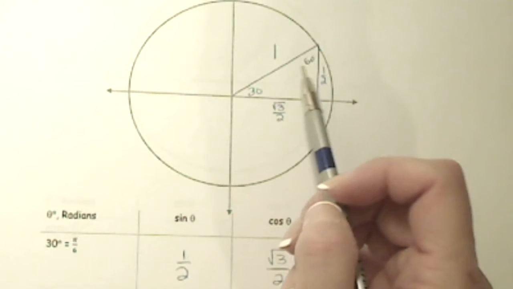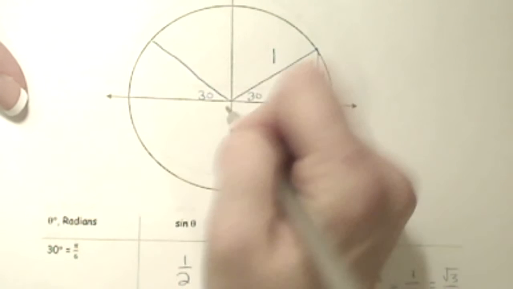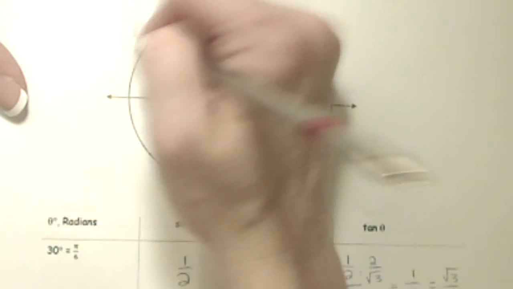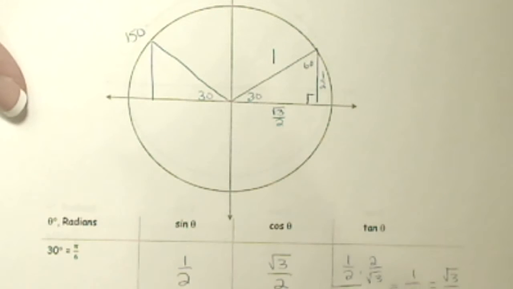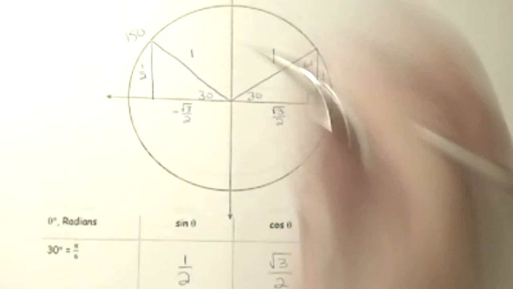Okay, so if we're going to go with a 30-degree reference angle in quadrant 2, okay, we're going to be talking about 150 degrees away from 180. And this time we're going to have negative square root of 3 over 2 and positive 1/2.